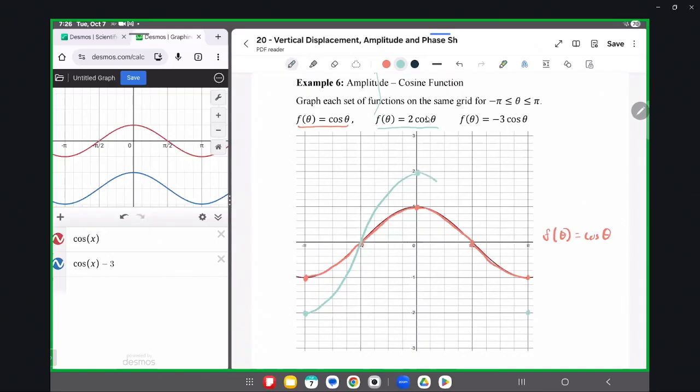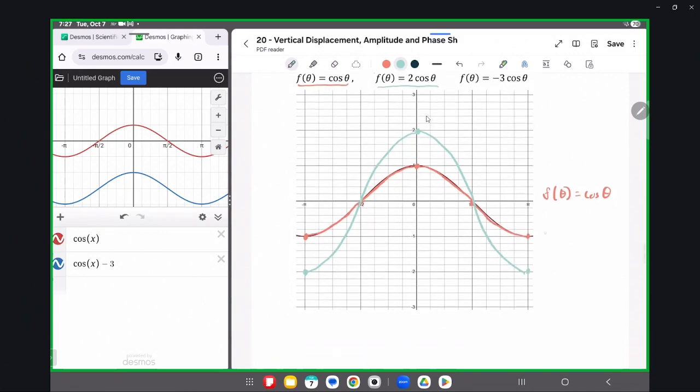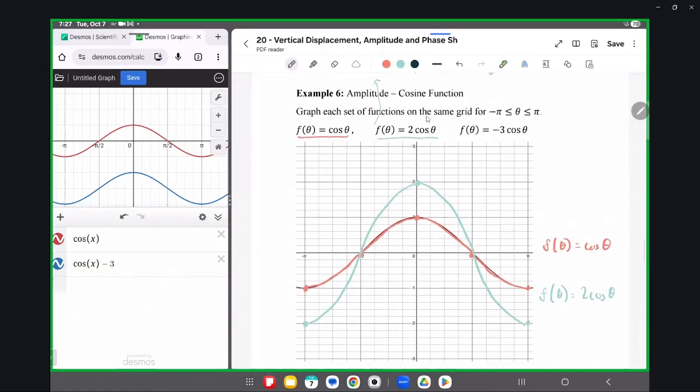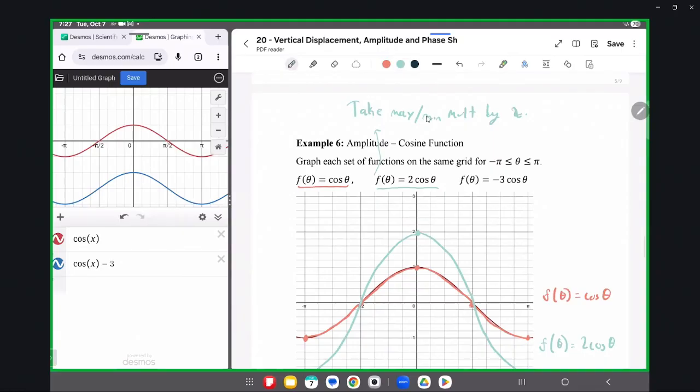And again, you just try to connect these as best you can. There we go. And so here, I put this in green. This is going to be f of theta is equal to 2 cosine of theta. That's it. And when I take the max or min and multiply by 2, of course, I mean for the y values.